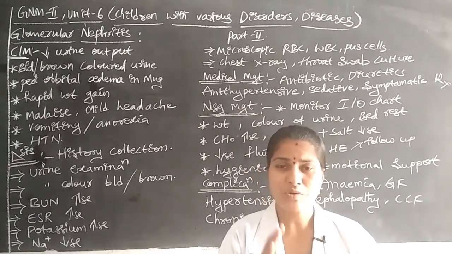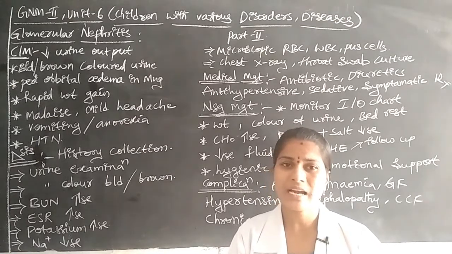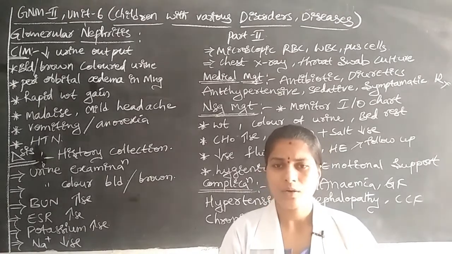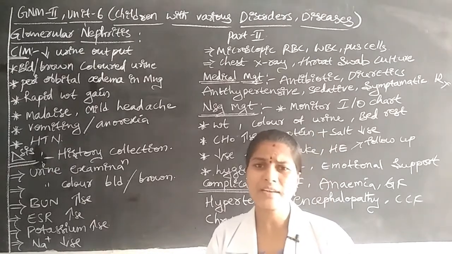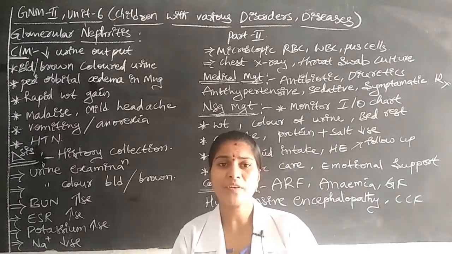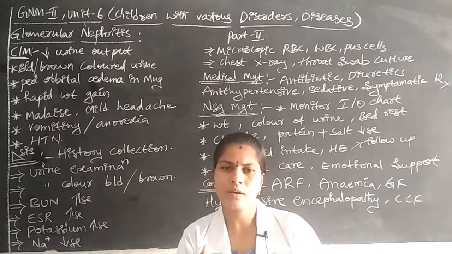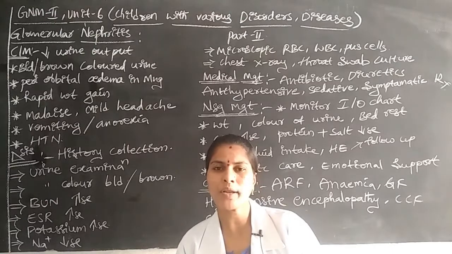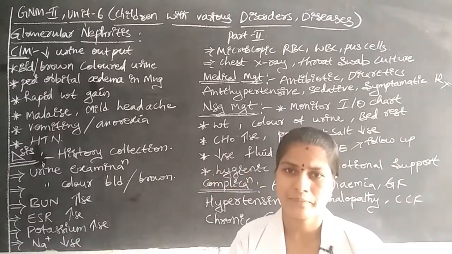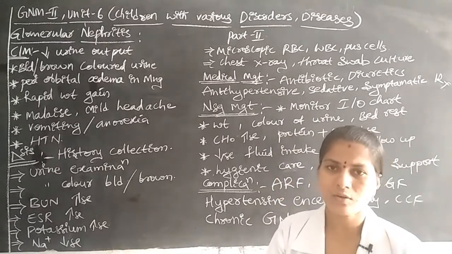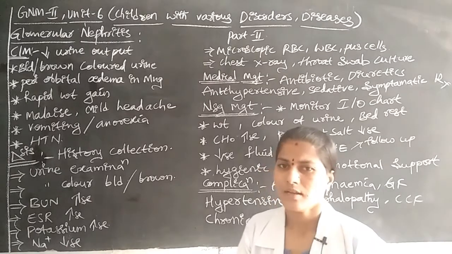Next, we have to check the weight of the children. Why? Because the child has rapid weight gain. For identification of that problem: what is the reason for the weight gain, eating more or retention of fluid in the body? Regarding that, we have to measure the weight of the children.